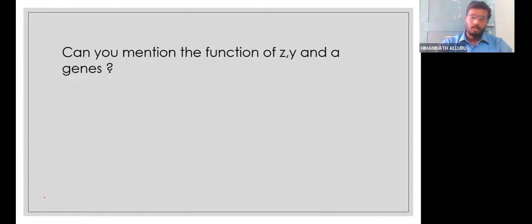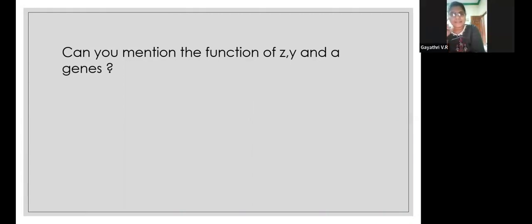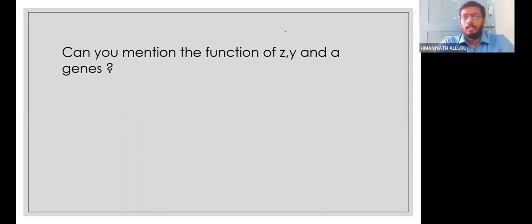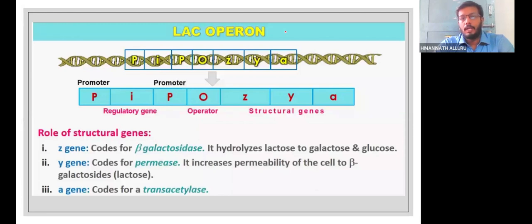Now, can you say, teachers, what is the function of the Z, Y, and A genes, very quickly? We shall go to the next one then. Yes, teachers. Production of enzymes: permeases, transacetylases, and beta galactosidase. Very nice, ma'am. Yes, the Z gene is going to code for the beta galactosidase enzyme.